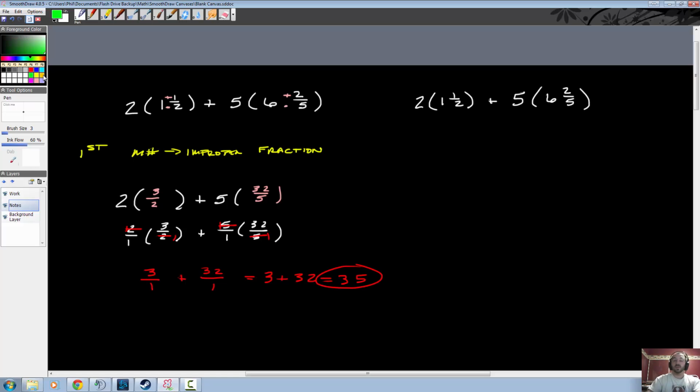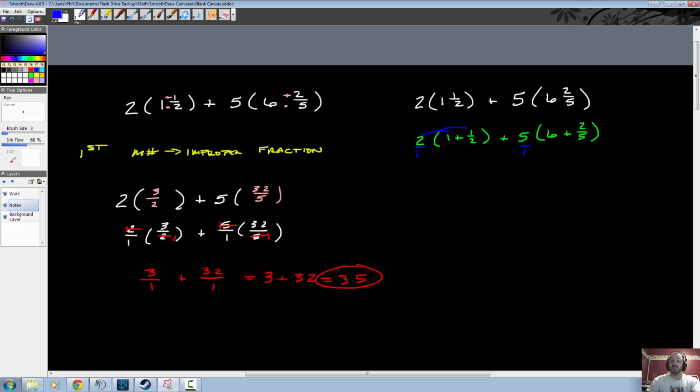Now here we're going to use the distributive property and the structure of the mixed number. Recall that the structure of the mixed number is, if we have 1 1/2, it's really 1 plus 1/2. If we have 6 2 fifths, it's really 6 plus 2 fifths. Now we apply the distributive property. So I'm going to take the 2, it's really 2 over 1, it's really 5 over 1. I'm going to take the 2 and I'm going to multiply it through.